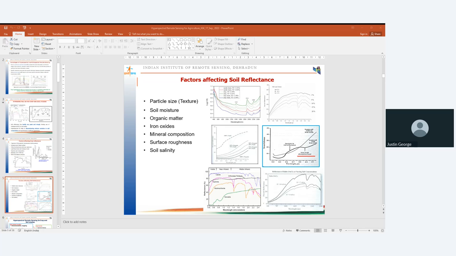Then it has also been used for abiotic stress monitoring with respect to various crops, with respect to the impact of drought. Abiotic stress can be either a high amount of moisture, mainly because of flooding, or it can be because of drought.